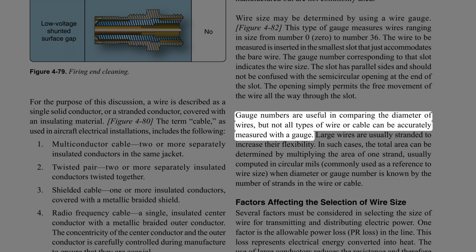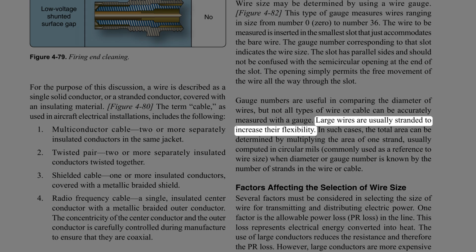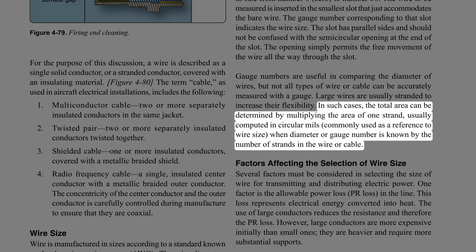Gauge numbers are useful in comparing the diameter of wires, but not all types of wire or cable can be accurately measured with a gauge. Large wires are usually stranded to increase their flexibility. In such cases, the total area can be determined by multiplying the area of one strand, usually computed in circular mills. Commonly used as a reference to wire size, when diameter or gauge number is known by the number of strands in the wire or cable.